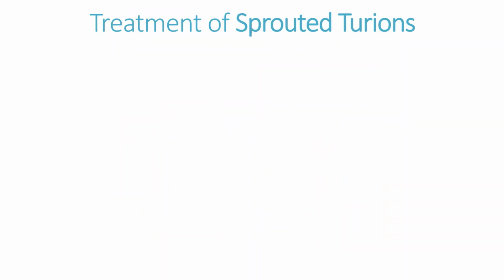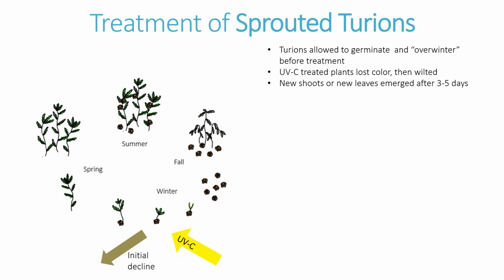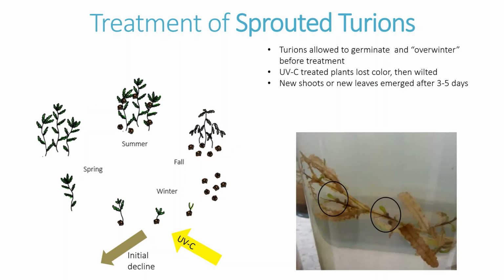So next we treated turions that were allowed to sprout before treatment. What we saw after treatment was an initial decline in the health of the plant. They lost color and turgor pressure. And then we also saw new shoots and new leaves emerging after 3 to 5 days. So as you can see here, the loss of coloration and the new shoots coming in green.